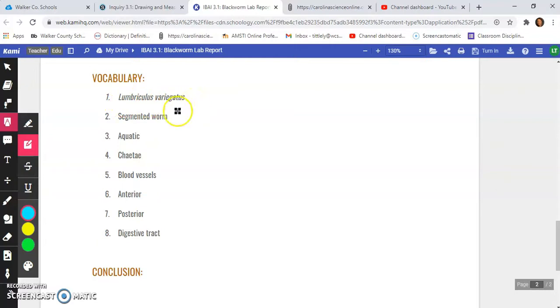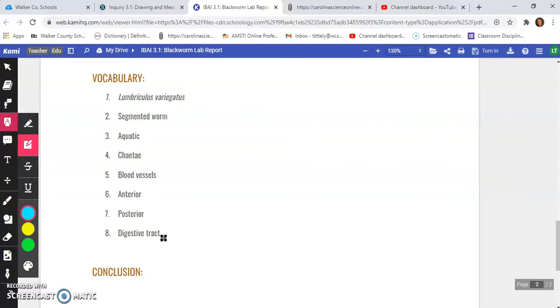Like we mentioned, they are a segmented worm. They are aquatic. They live in water. The setae are their little hairs. The blood vessel transports blood and nutrients through their body. The anterior end would be the head end. Posterior would be the tail end. And then their digestive tract is what moves their food through their body.